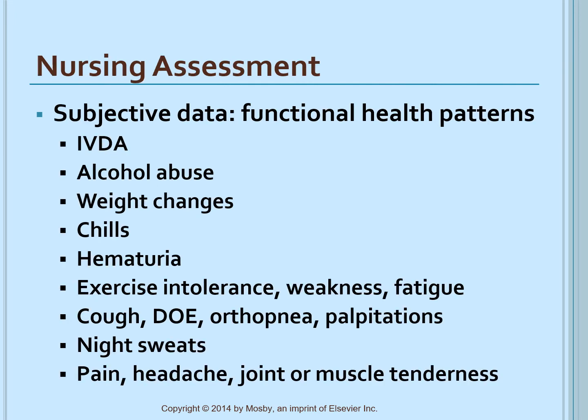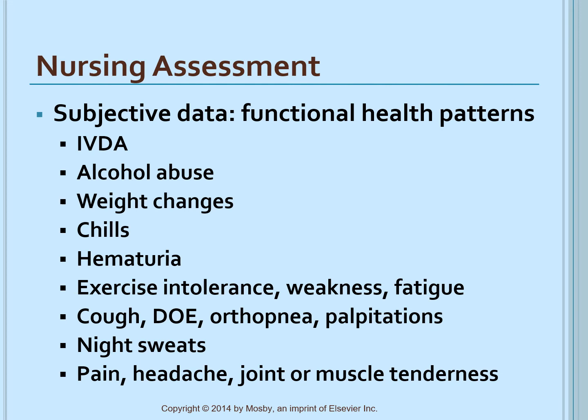So for our subjective data with our health history, some of the things that we would want to obtain is if they have a history of IV drug abuse, if they have alcohol abuse, have they had a previous history of IE? Do they have any congenital cardiac disease? Do they have valvular heart disease? Are they immunocompromised because of medications that they're taking or because of certain conditions that they have? And then, like we said before, if they've had any recent surgeries or other treatments that put them at high risk. And then we want to see about their symptoms.